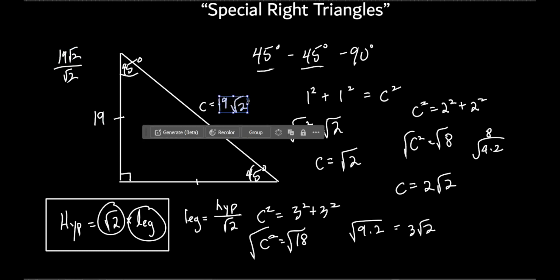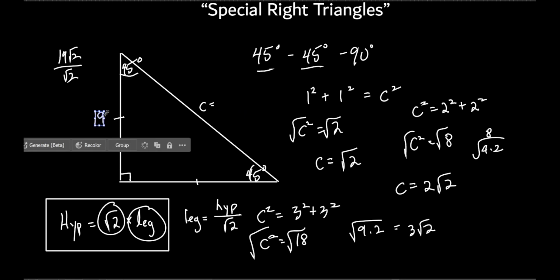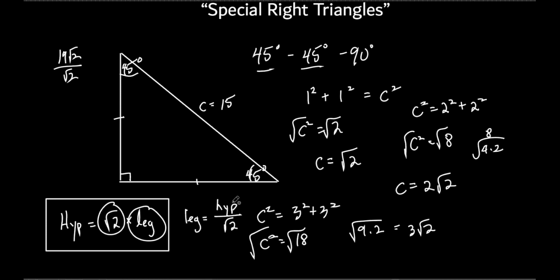What if it was this? Hang on just a second. I know the bell rang. What if I told you that this was, I don't know, 15? How would I find this leg? What did we just say? If I know the hypotenuse, how do I find the leg? I take the hypotenuse and I divide it by the square root of 2. So what would it be? It would be 15 divided by the square root of 2. So this would be 15 over square root of 2.